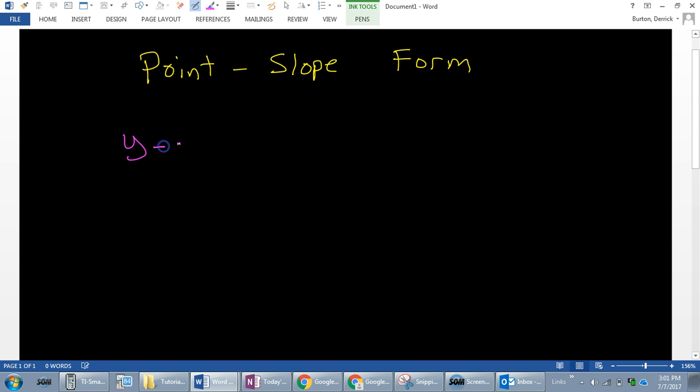Now here's the second one. The second one is called point slope form. Okay, now in point slope form, it's going to look like this. We have y minus y1 equals m times x minus x1.